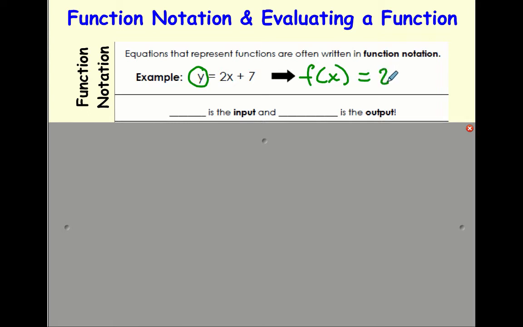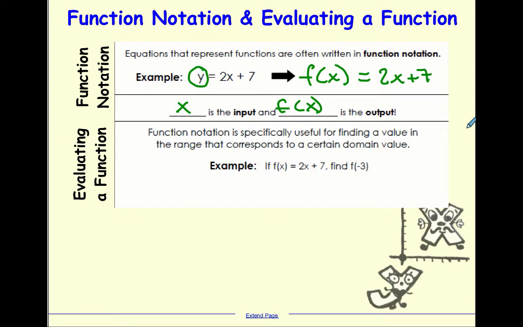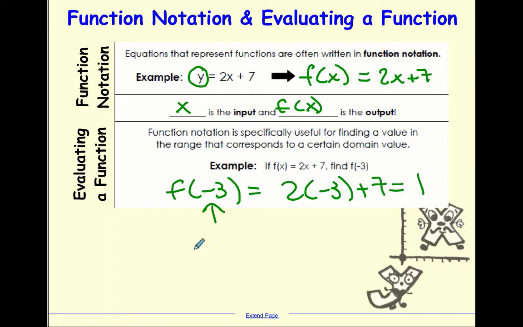And then our relationship between x and our outputs is, to get an output, you do 2 times x plus 7. So x is the input, f of x is the output. Function notation is specifically useful for finding the values in the range that correspond to a certain value of the domain. So if we wanted to find f of negative 3, I would replace every x with that negative 3. 2 times negative 3 plus 7 is equal to 1. So f of negative 3 equals 1.